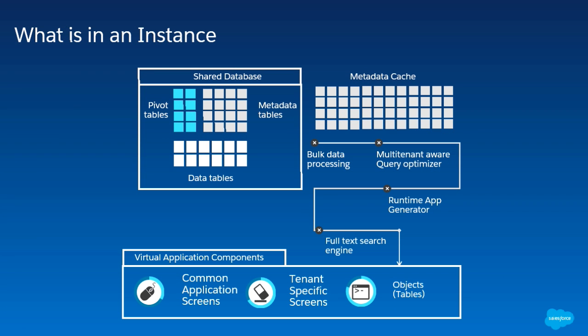So what actually is an instance? Like I said before, it's basically your shared database. It's got metadata tables, it's got pivot tables, data tables themselves. There's a huge metadata cache. Now the metadata cache is where we keep all of this metadata stuff in memory to make it very, very efficient. Because what we do is we actually generate every page you see on the fly. There's no pre-caching, there's no pre-compiling, it's all done on the fly every single time.